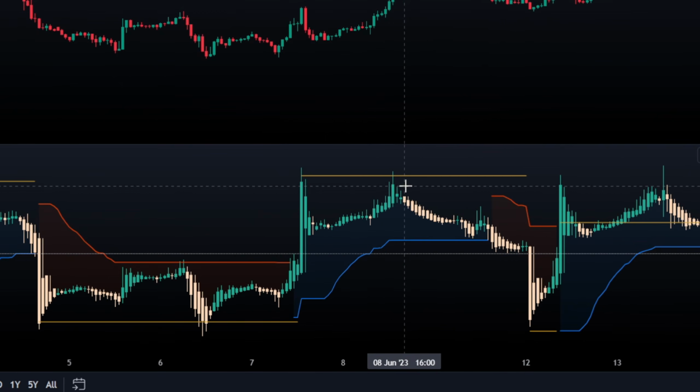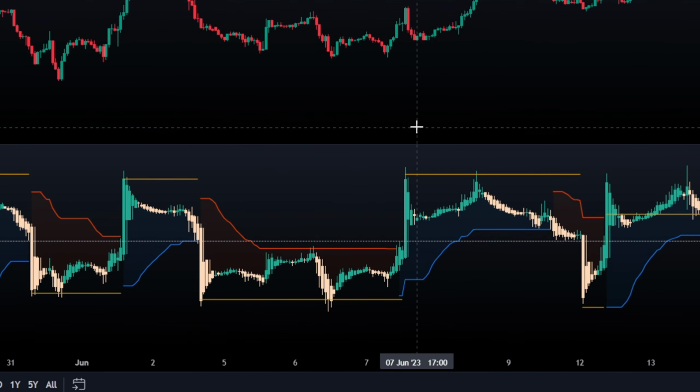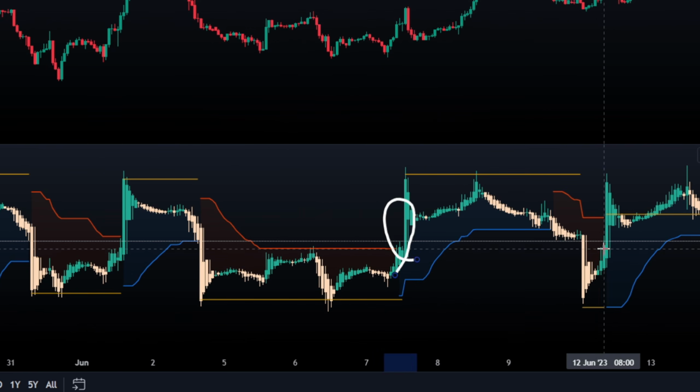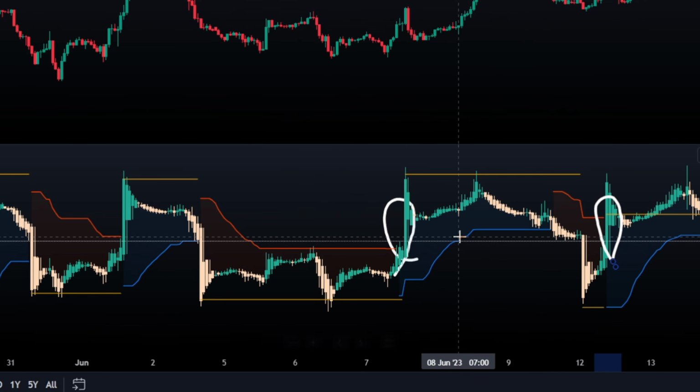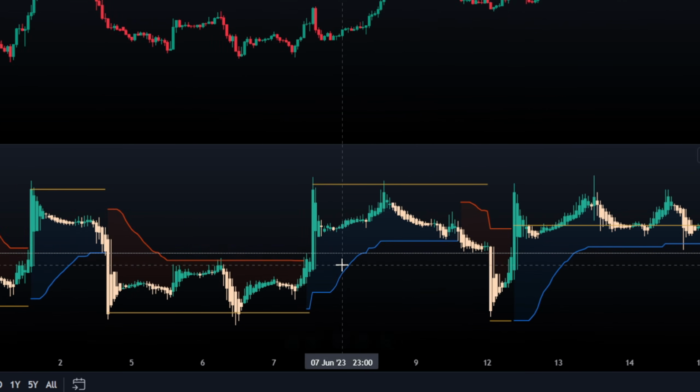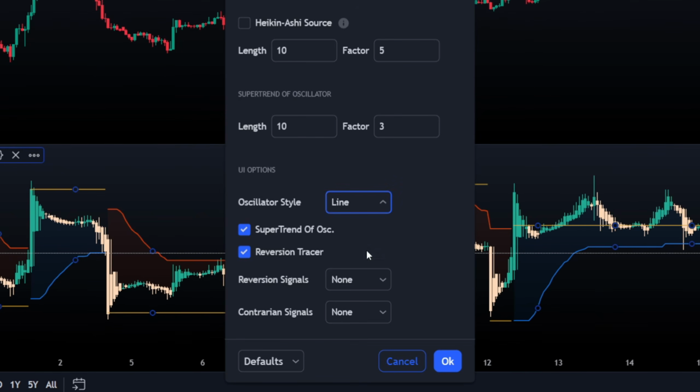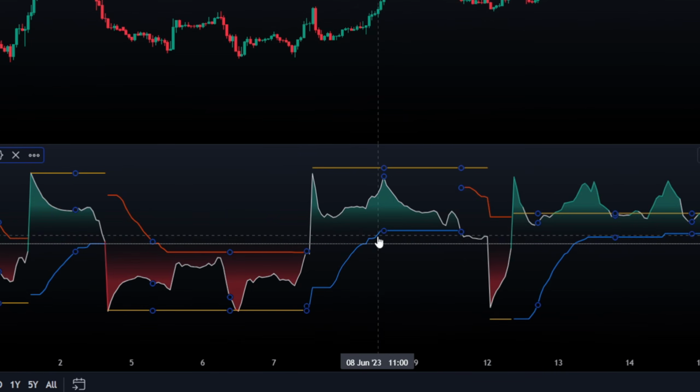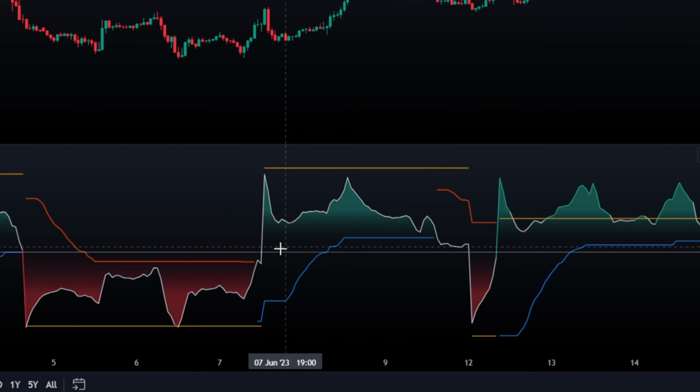Consider you are using this indicator in a trend-following strategy and you want to enter in the pullbacks. So these candles help you to know when there is a pullback. When it's green, it means a pullback is probably forming, and it lets you know when the pullback is ended and you can enter a trade. Let's change the style of the SuperTrend oscillator to line because, for now, I'm just explaining the indicator, and this is a clearer view of the indicator.